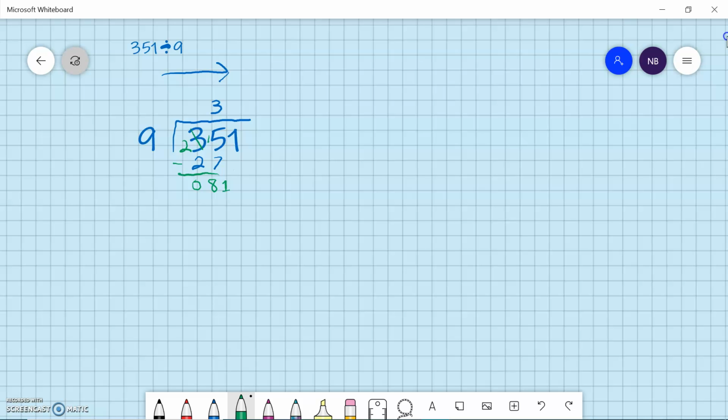And I can say 9 times 9 is 81. And I reach a 0 at the bottom, and I've used all 3 numbers inside the division house. So that means I do not have a remainder on this one.